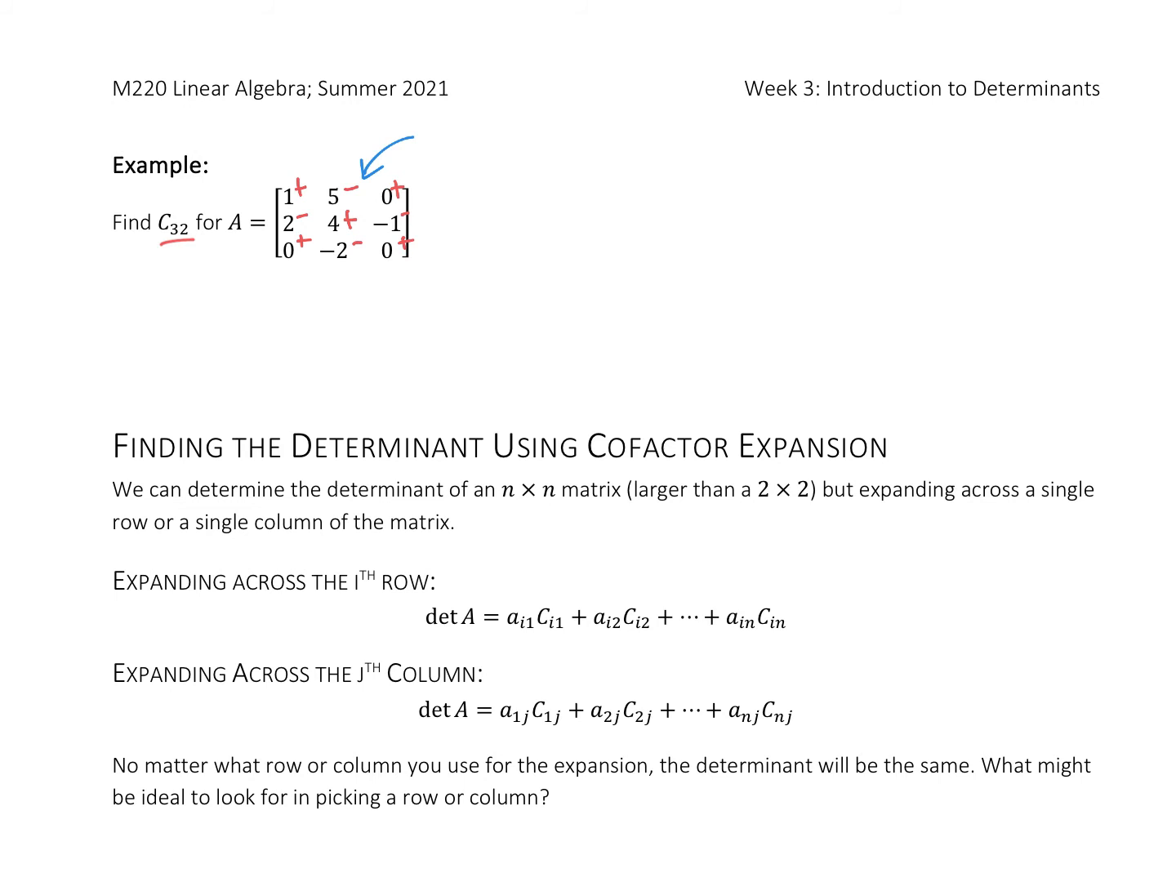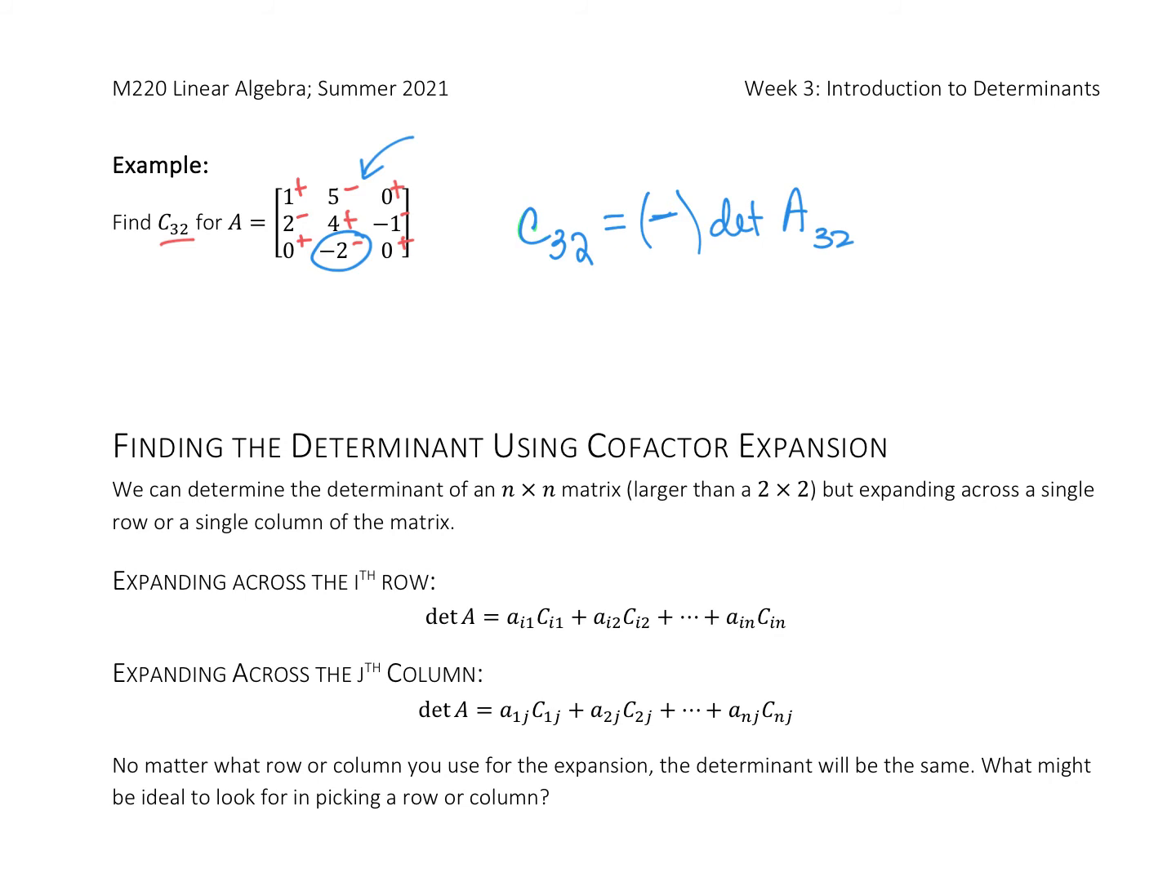So our cofactor for C32 in the 3, 2 position, that's this guy right here. So we'd have a negative. So the cofactor of 3, 2 is equal to a negative, just because that is the actual sign of the position, times the determinant of the A32 matrix.